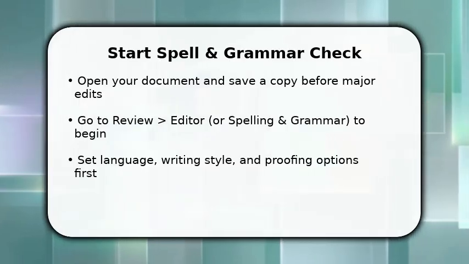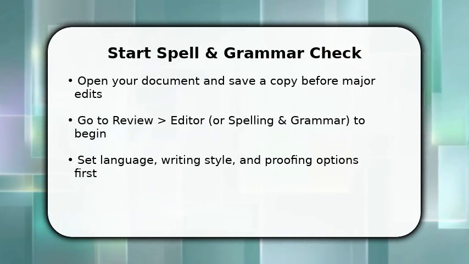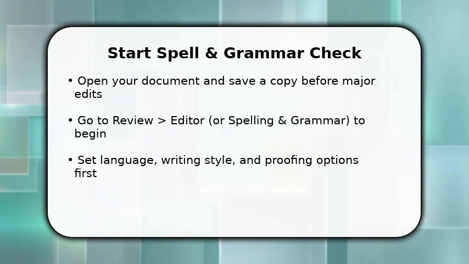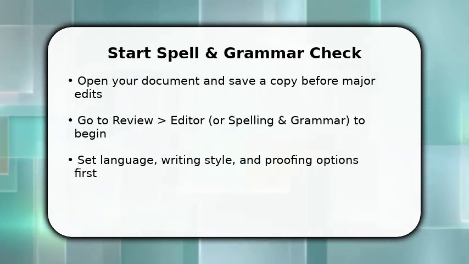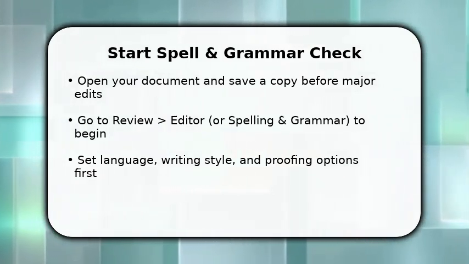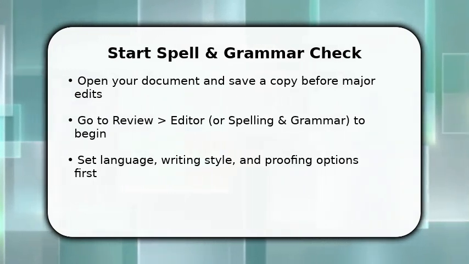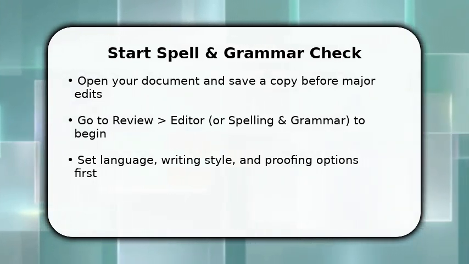You begin by launching Word and saving a working copy, so changes are reversible. Then open Review and click Editor or Spelling and Grammar to start automated checks. This runs both spelling and grammar in one pass. Make sure your document language and writing style settings are correct, because rules vary by language and formality.